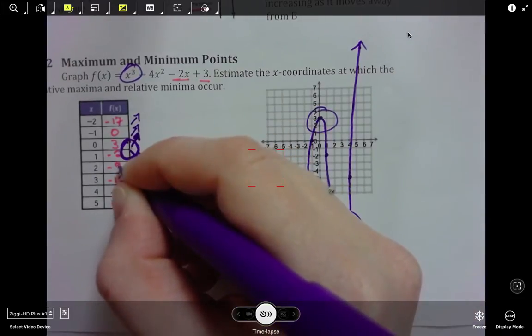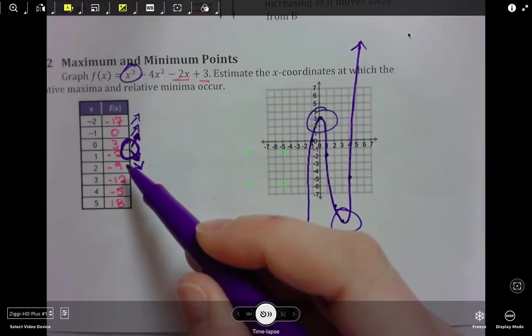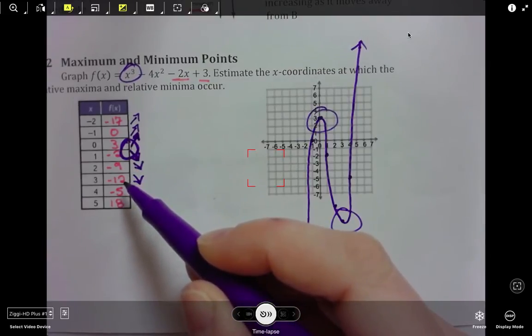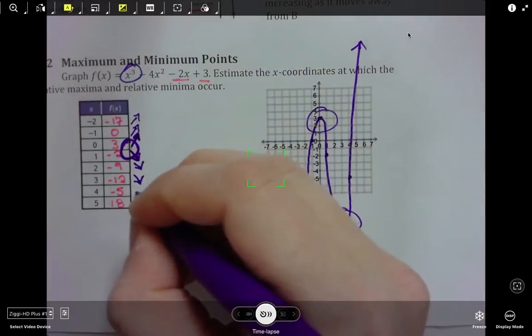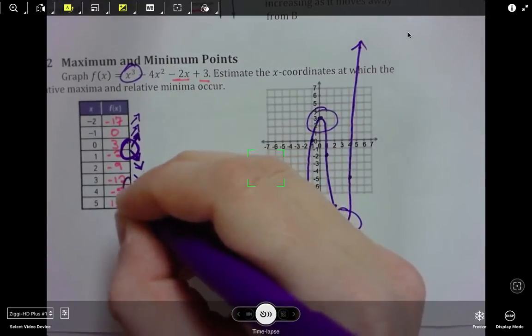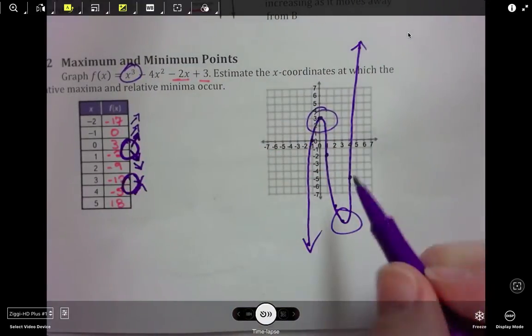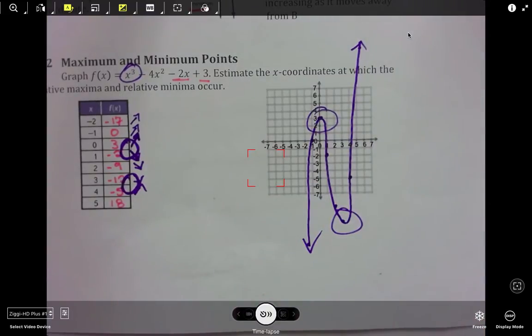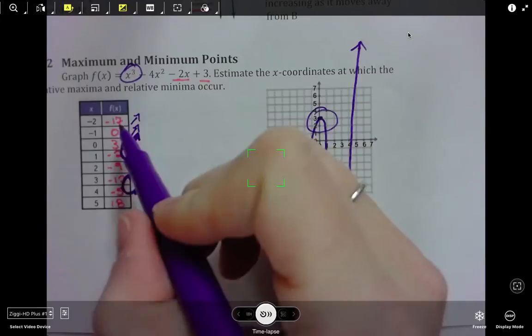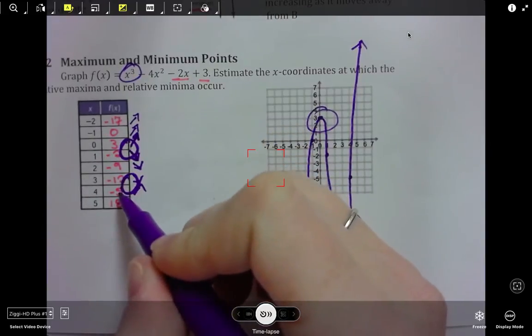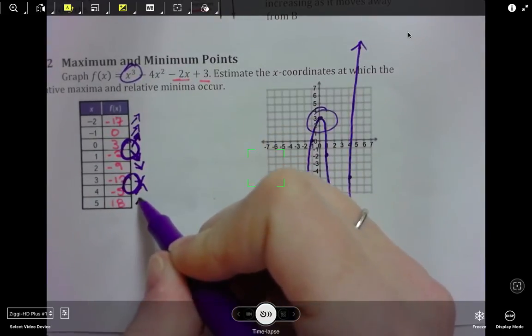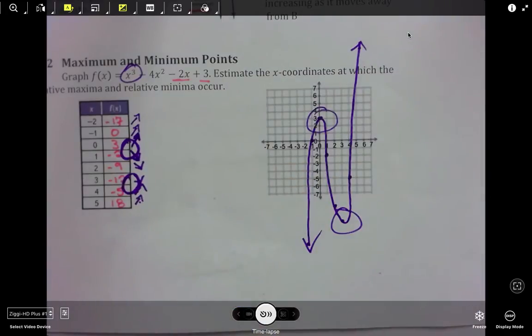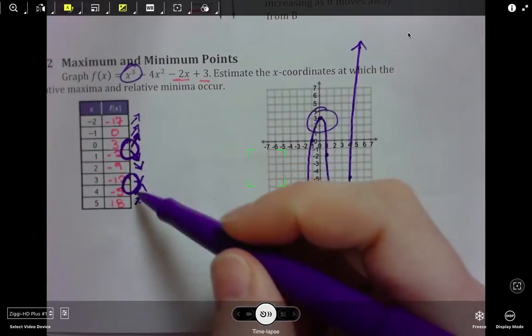Then it's going down again. From negative 2, it goes down to negative 9. From negative 9, it goes down to negative 12. But then from negative 12 to negative 5, it's going back up again. So there's going to be a point where it turns around and goes the opposite direction. Just looking at the order in which they're going, from negative 5 to 18, it's going back up again. So it's going to turn around 2 different times.